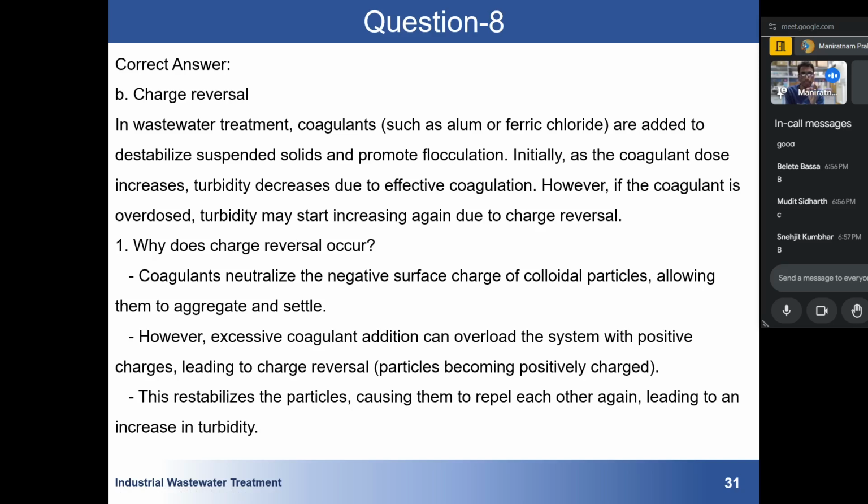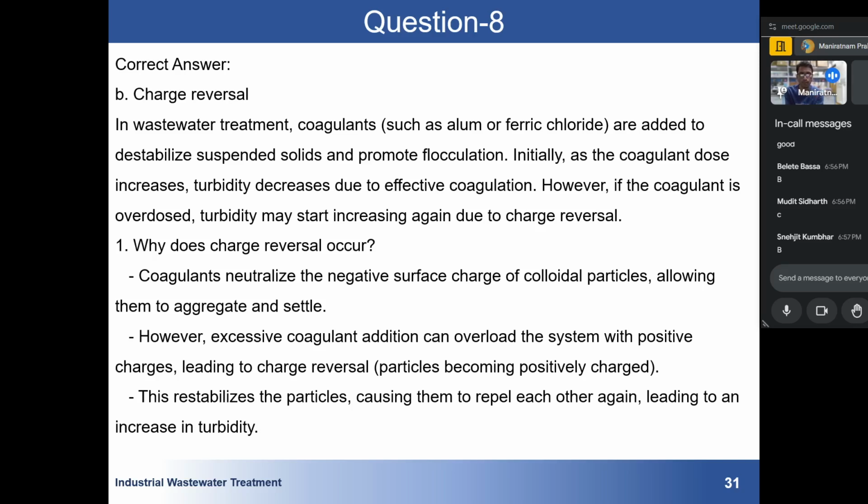Why does charge reversal occur? Coagulants neutralize the negative surface charge of the colloidal particles, allowing them to aggregate and settle. In this way, turbidity will again start to increase, because initially there was some charge, the charge has been neutralized, but due to overdose, the charge was made unstable again, and the turbidity finally increases.